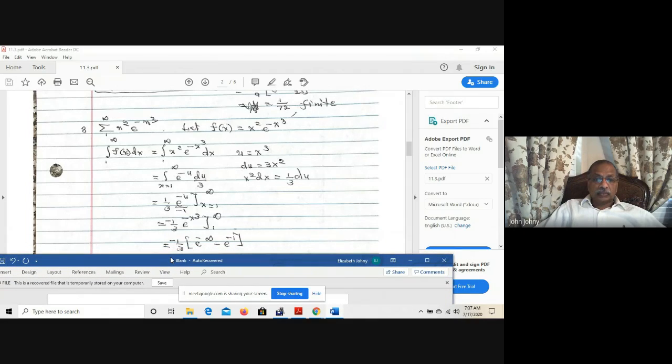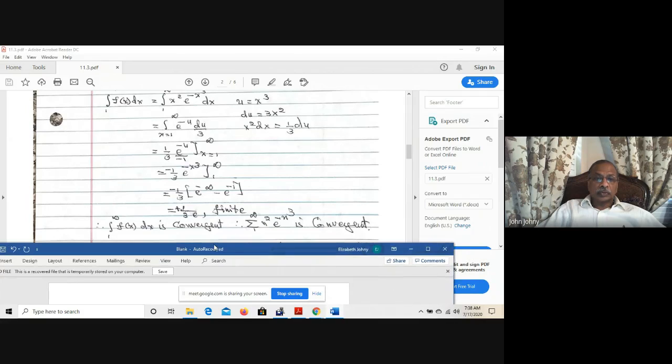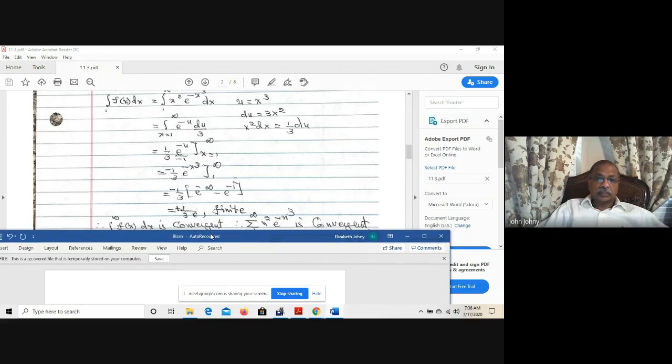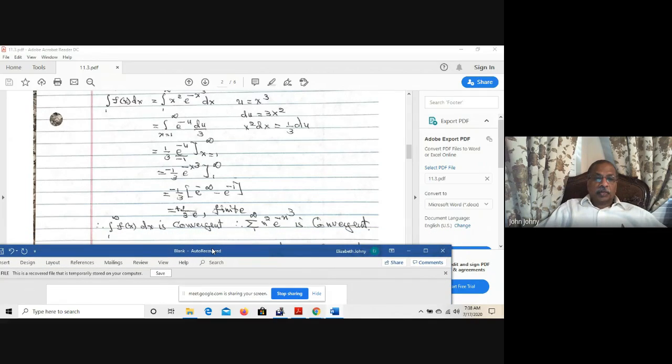That is negative 1/3 times e to the negative infinity minus e to the negative 1. e to the negative infinity is 0. So negative 1/3 times 0 minus 1 over e, so that is 1 over 3e, which is finite. Therefore, the integral from 1 to infinity of f(x) dx is convergent, and therefore the corresponding series, sigma n from 1 to infinity of n squared e to the negative n cubed, is convergent.